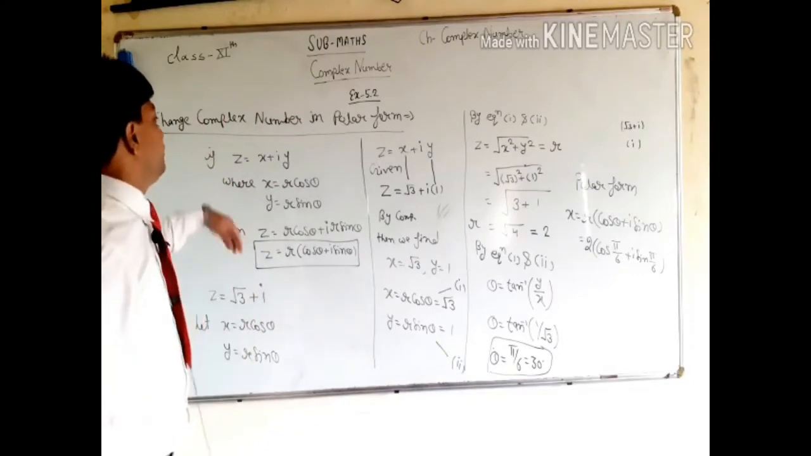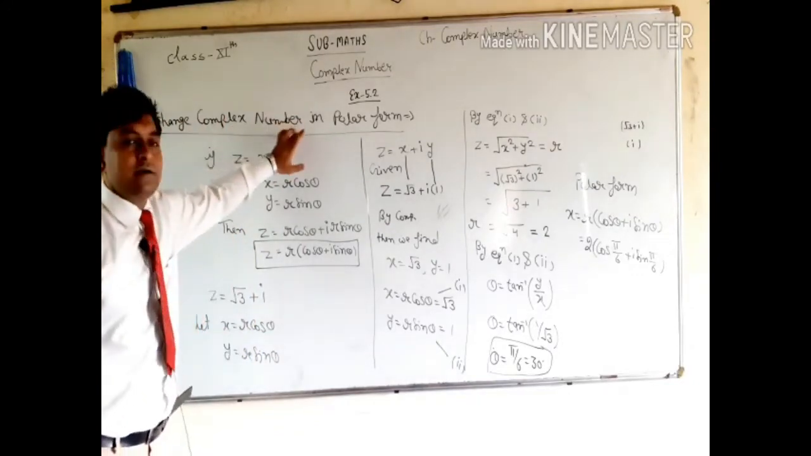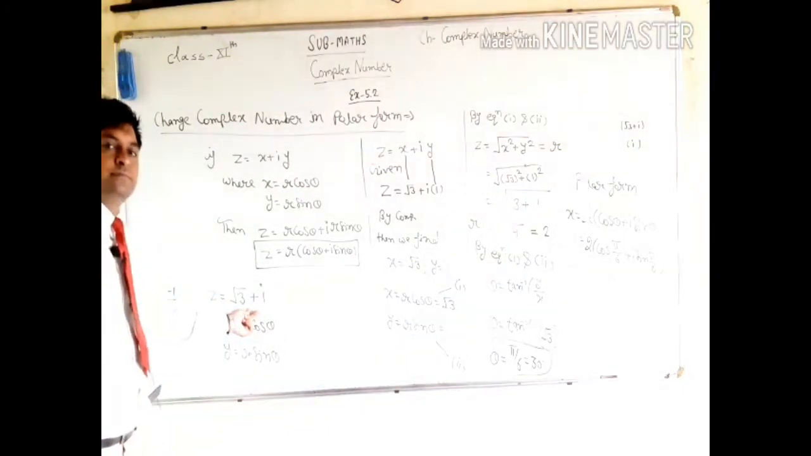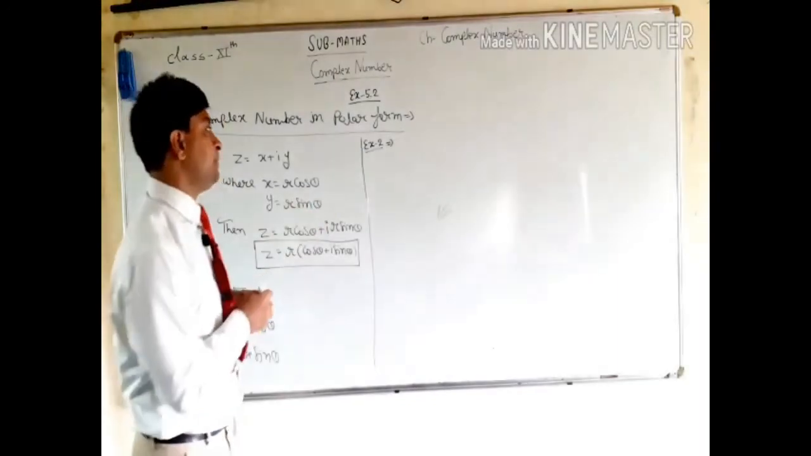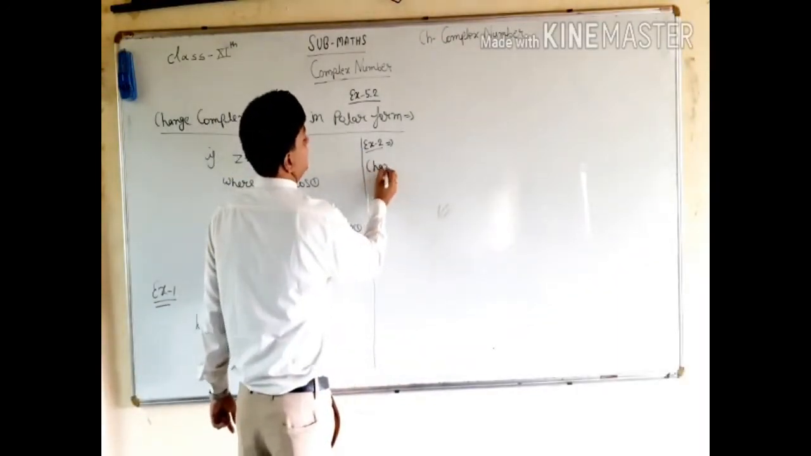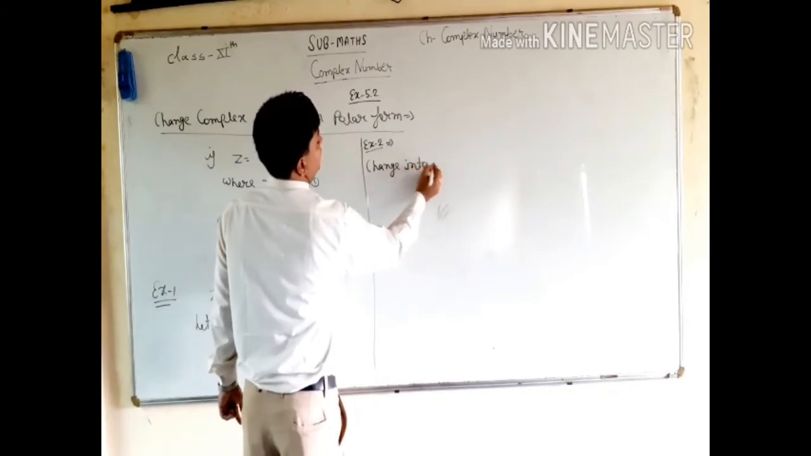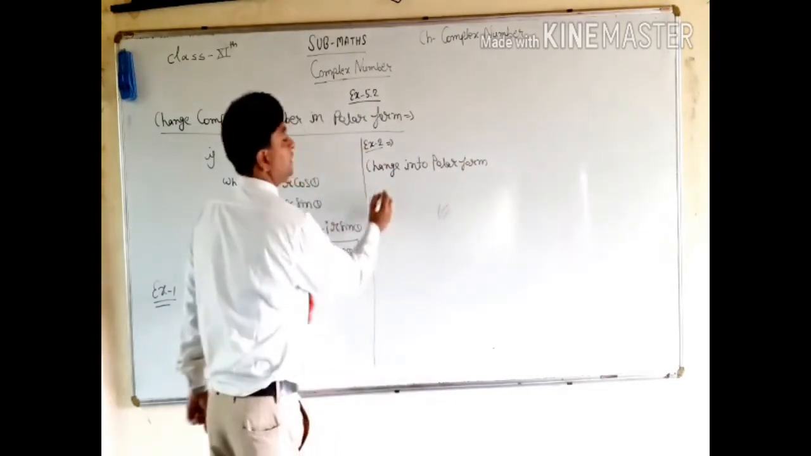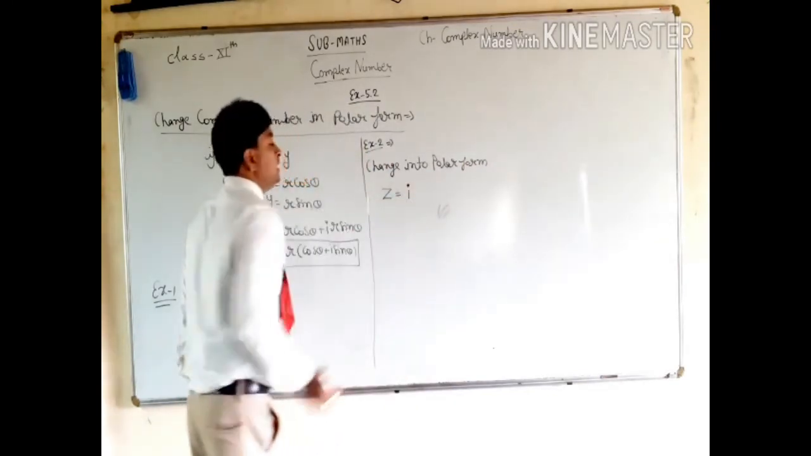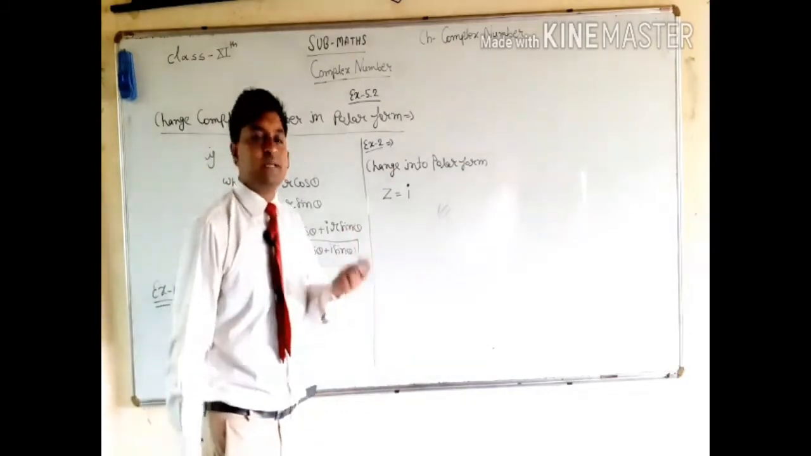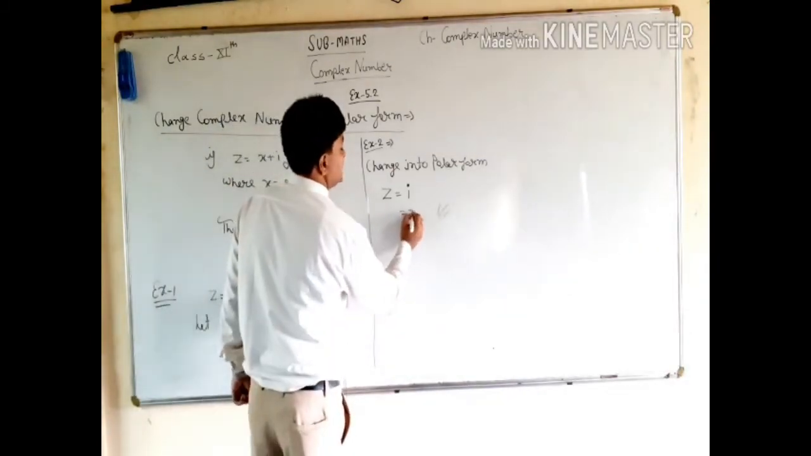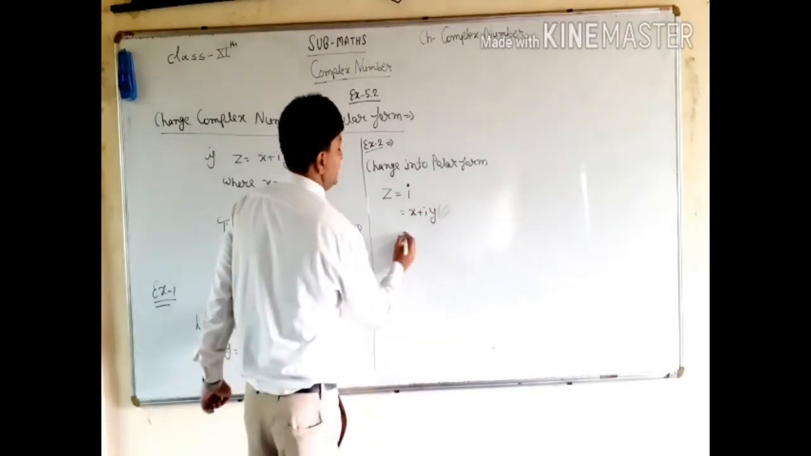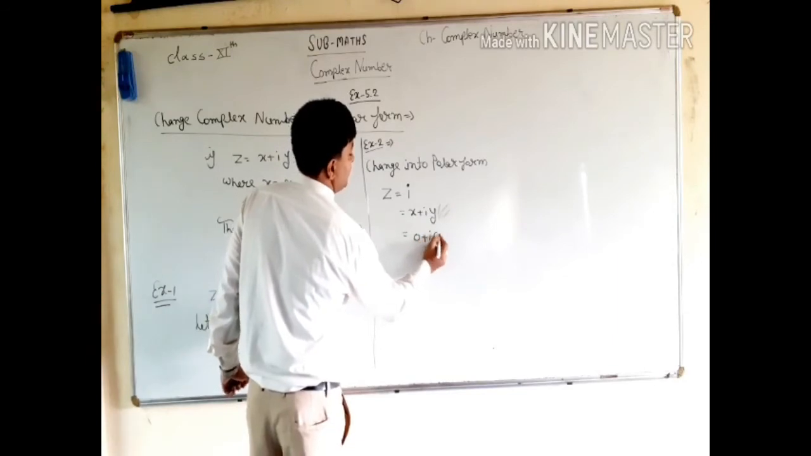The question is: change the complex number in the polar form where z equal to root 3 plus iota. Now the second example is to change into polar form where we have z equal to iota. This is not in the form of x plus iota y. Then we change this to 0 plus iota 1.